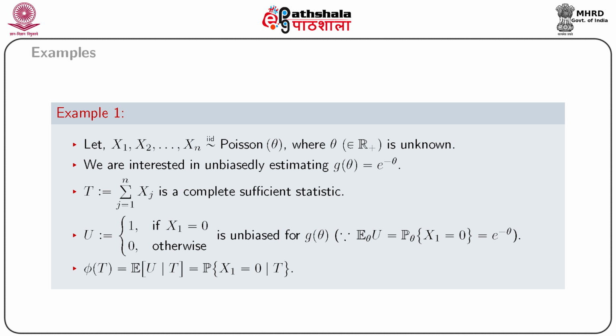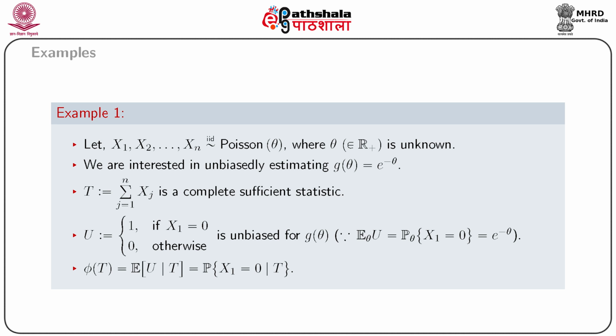Example 1. Let X1, X2, up to Xn be a random sample of size n drawn from a Poisson distribution with parameter θ, where θ greater than 0 is an unknown parameter. Suppose we want to find the UMVUE of g(θ) equal to e to the power minus θ, which is actually equal to probability X1 equals 0. An unbiased estimator of g(θ) can be constructed as follows.